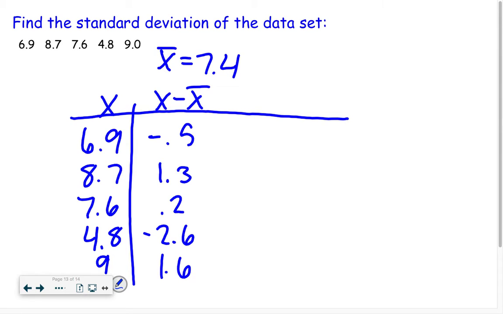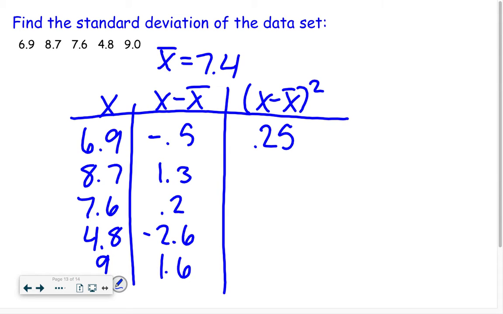Okay. Negative 0.5, 1.3, 0.2, negative 2.6, and 1.6. Yes? Okay. What did I do after that? Square them. So square my last column. Negative 0.5 squared is 0.25.